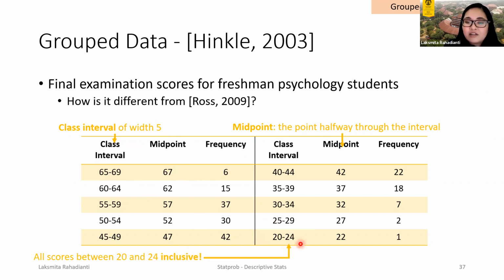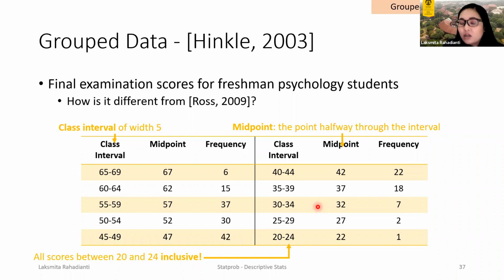And this interval means that all scores between 20 and 24 inclusive are included in this class interval. So unlike the Ross convention, where it's only left inclusive, this one is left and right hand inclusive. So here, if I had a value of 24, it would obviously be in this class interval. If I had 20, it would also fall into this class interval. So the assumption here is that we're still talking about discrete values. So I would not have a 24.5 value here.